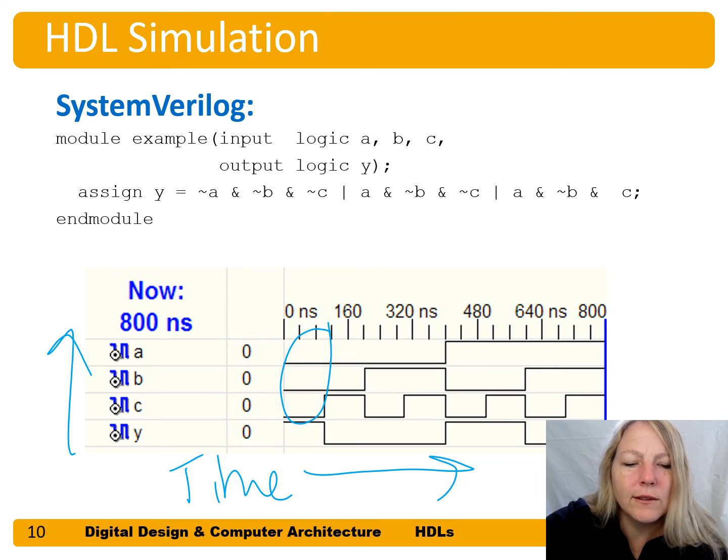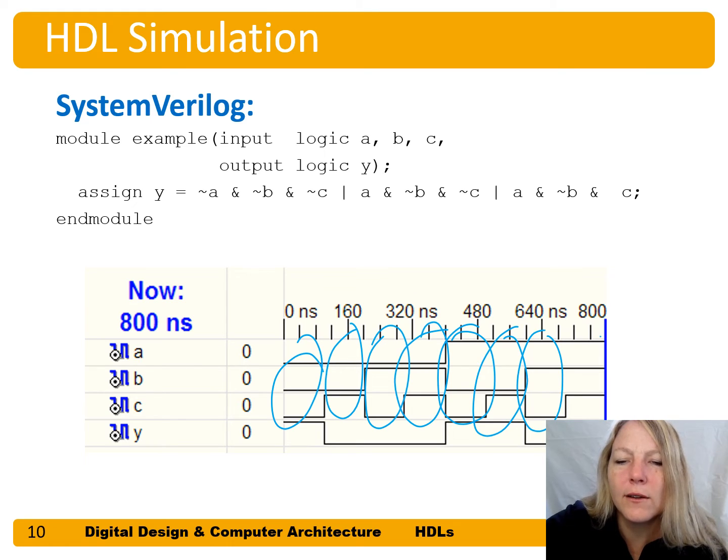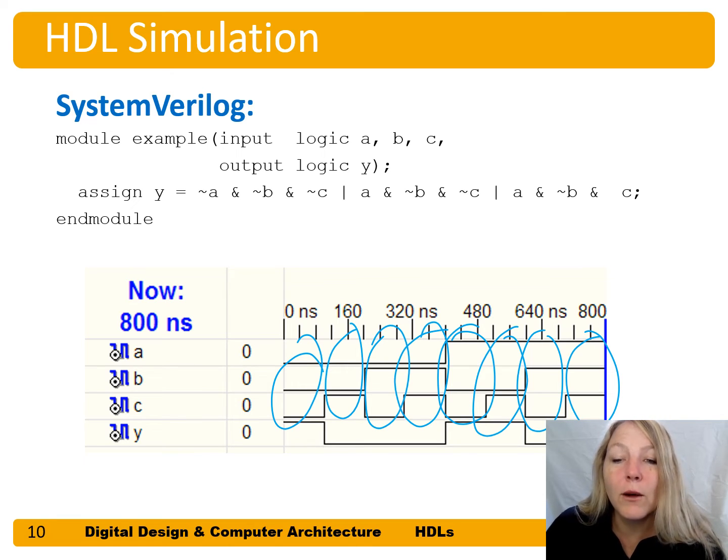So we have 0, 0, 0, 0, 0, 1, 0, 1, 0, 0, 1, 1, 1, 0, 0 on A, B, and C, 1, 0, 1, 1, 1, 0, and finally our last value of 1, 1, 1. And we can probe through simulation and see what our output Y is, and if it's not what we expect, we can go back and change our SystemVerilog to correct it.